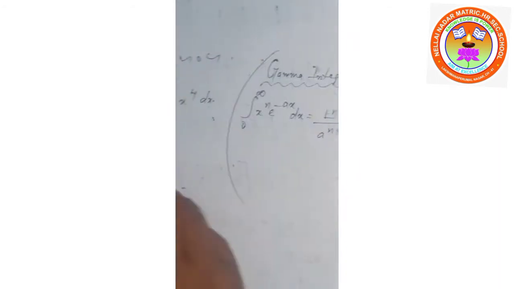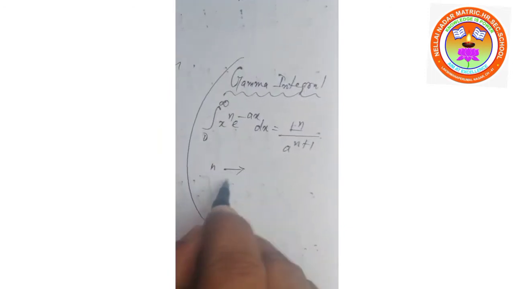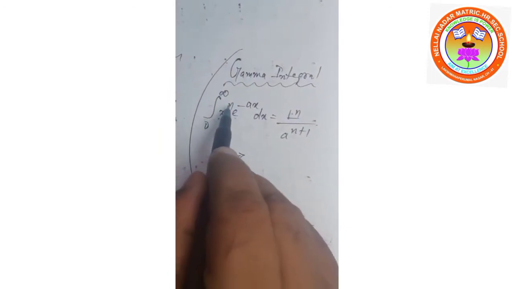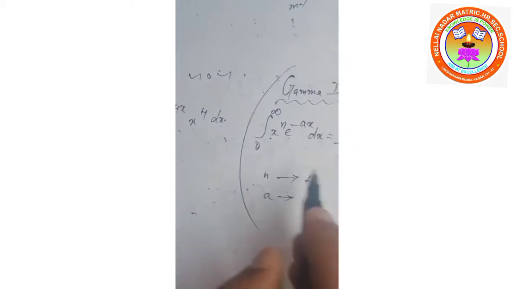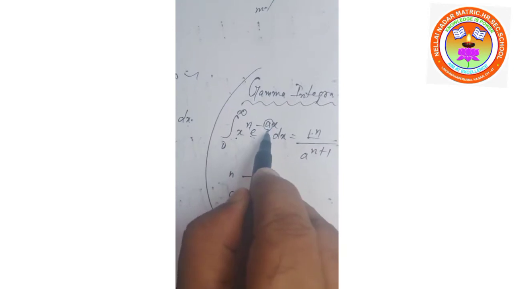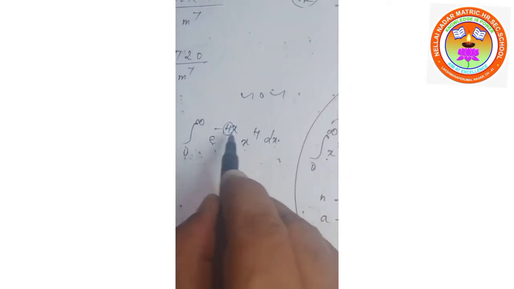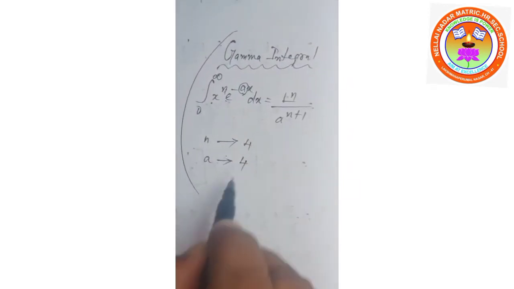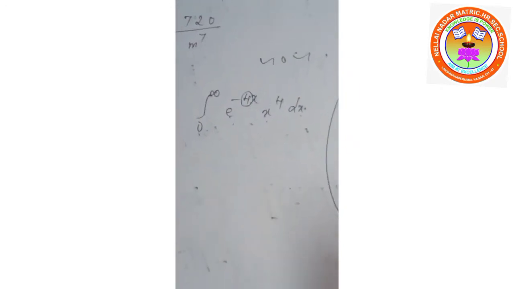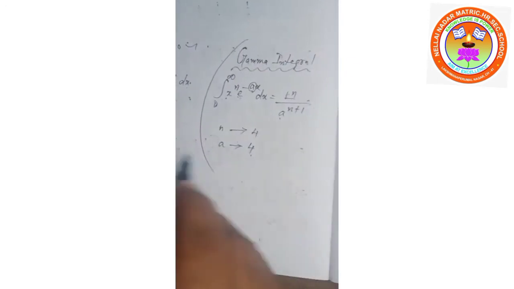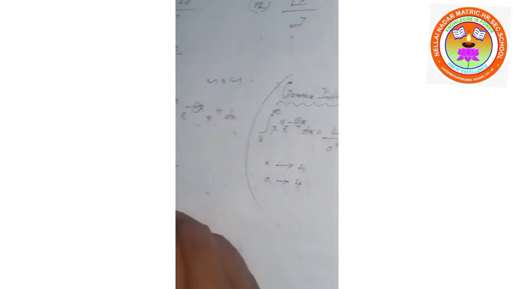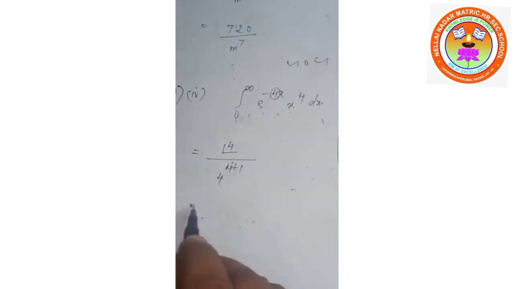Now I have to compare these two, n value and a value. I have to find out. x power n, x power 4. What is the value of n? 4. e power minus ax, here e power minus 4x. So a can be replaced by 4. Formula right hand side, factorial n value is 4 divided by a. What is the value of a? That is also 4. Power n plus 1, that is 4 plus 1. That's it, you have to simplify.